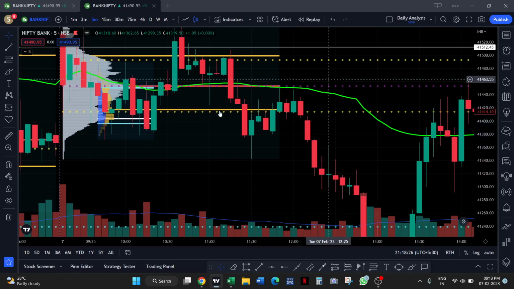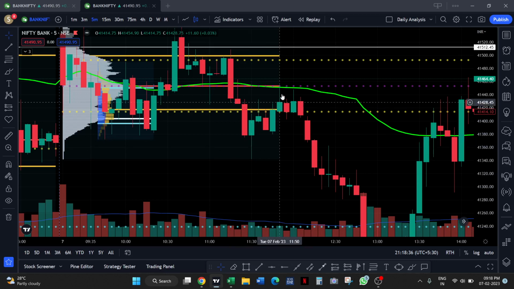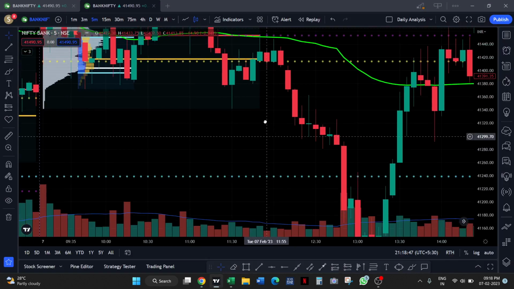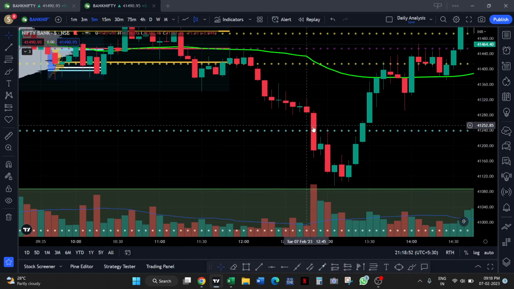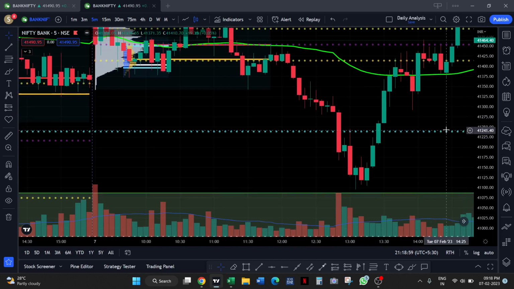As you can see, the first stop loss was hit somewhere over here, and the second one was a short. I took an entry over here, and the stop loss was hit over here. These two cost me around 400 and 800 rupees. The first trade was 400 minus, the second trade was 800 minus. After that I had lost focus, I was busy with some other work, and by the time I had come back the price had already gone way too far. So that's not the problem actually.